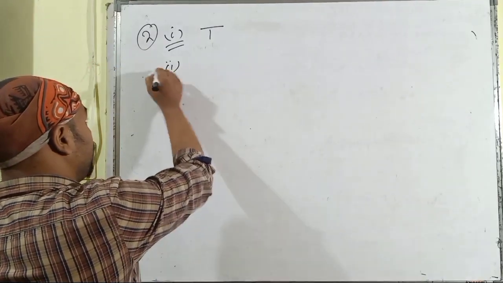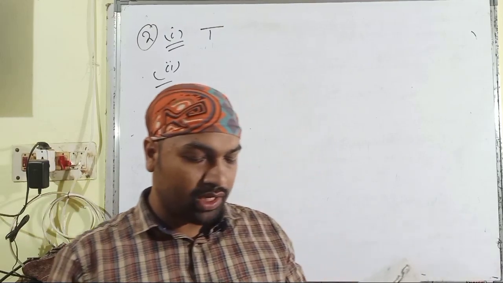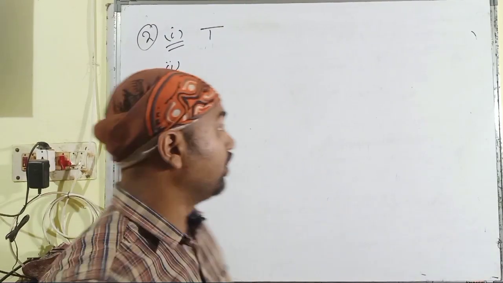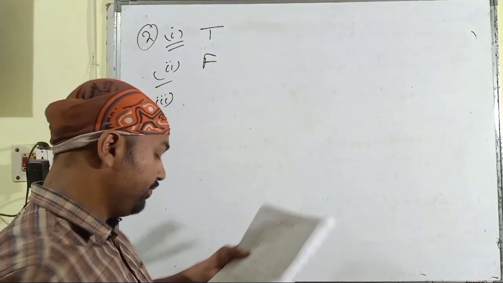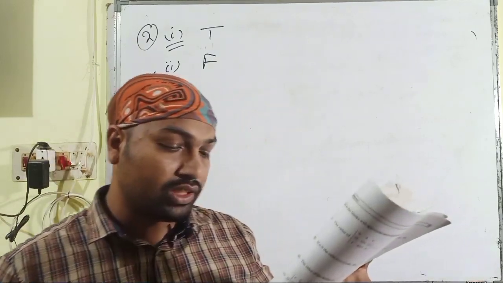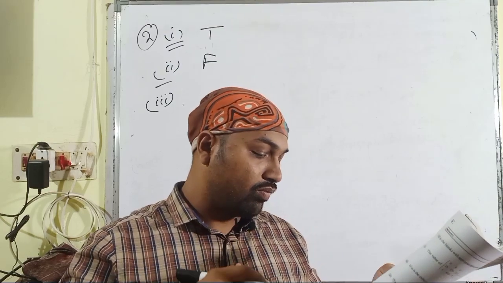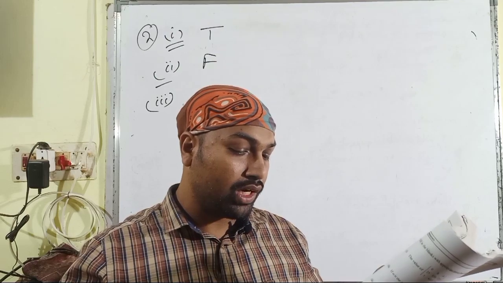Then moving to the second question. If the first and third rows of a determinant are interchanged, then the sign of the determinant does not change. It is false. Then the third one. If in a third order determinant the first row is changed to the second column, the second row to the first column, and the third row to the third column, then the value of the determinant does not change.